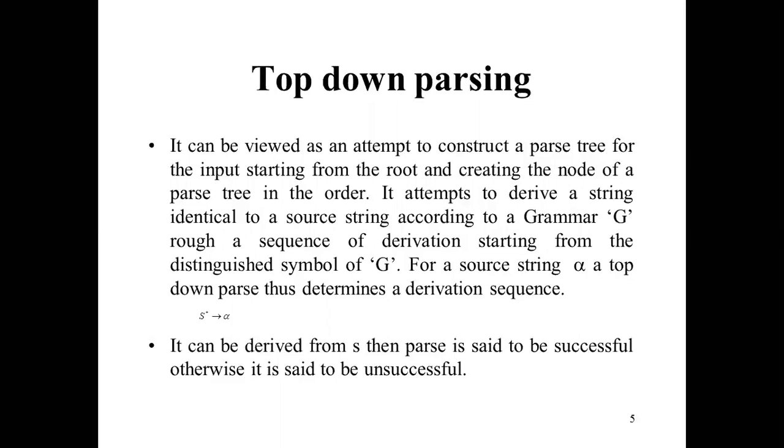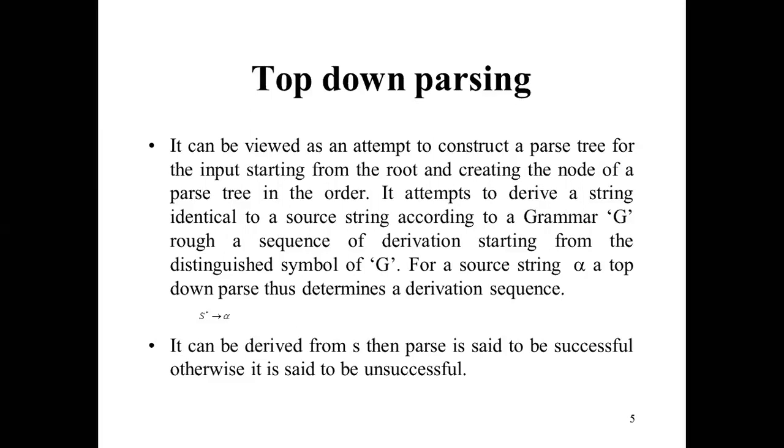So S star is a combination of various strings, and we are choosing alpha, one of the strings from that big string. We can say it is a concatenated group of strings, and ultimately we will get alpha as the output. Alpha is a source string, whatever we want to achieve. If it can be derived from S, then the parse is said to be successful, otherwise it is said to be unsuccessful.